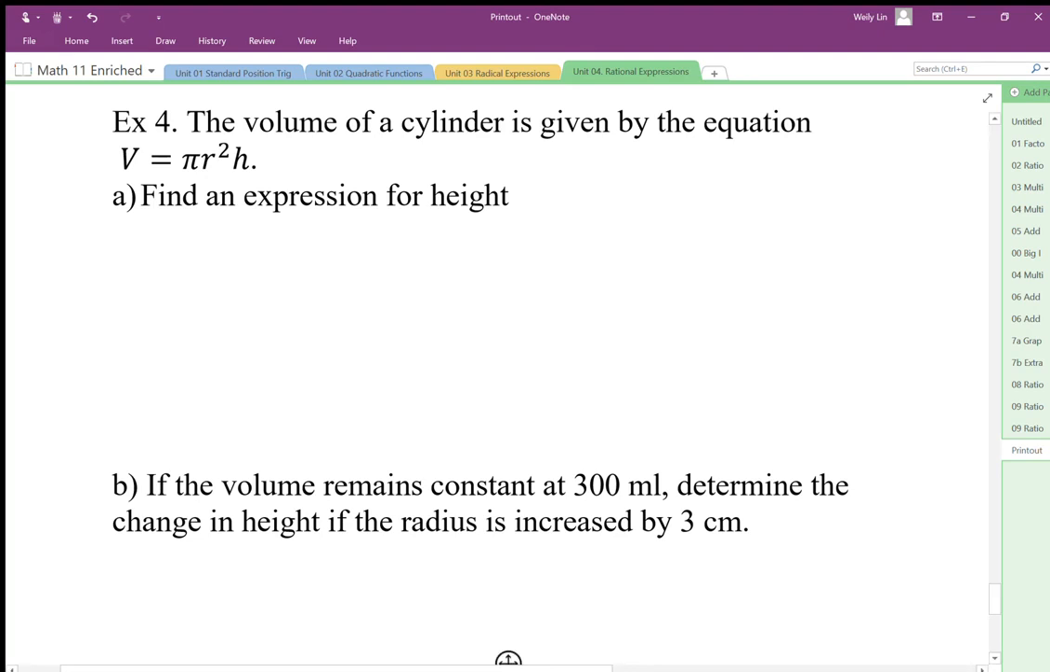Volume of the cylinder is given by the equation volume is equal to pi r squared times h. So basically pi r squared is the area of the circular base, and then we give that area some depth or height, which gives it volume.